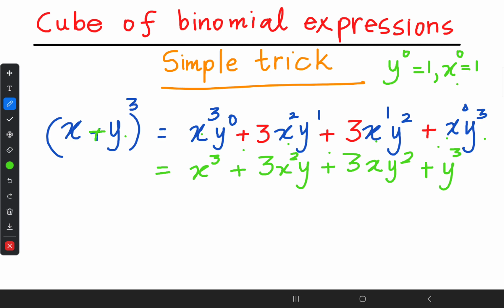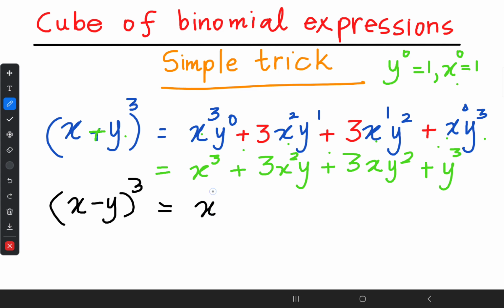This is the simple trick. Okay? This is the simple trick. I will use the negative one also to explain. If I have (x minus y) cubed, so what can I do? For this also, only the sign changes. Other than that, all the values are the same.